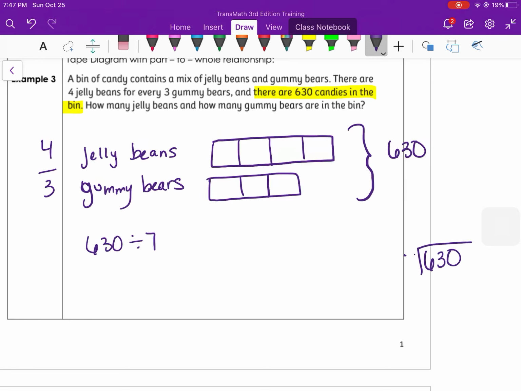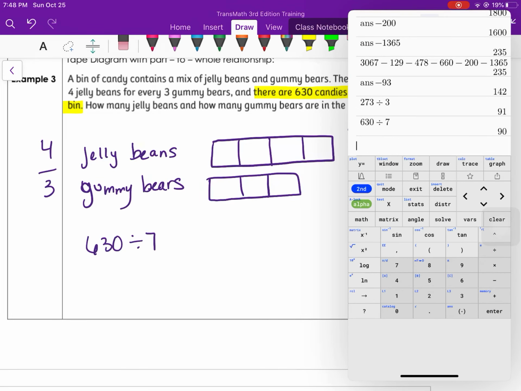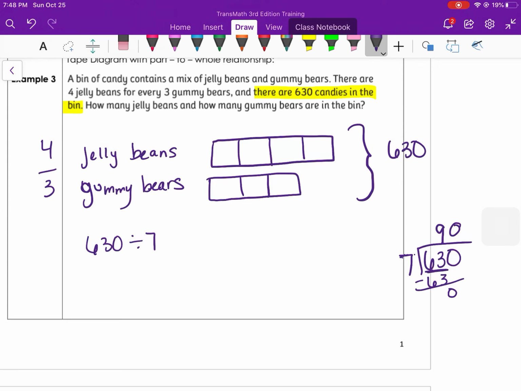So 630 divided by 7. So 7 doesn't go into 6, but it goes into 63. 9 times, I think, 7 times 9 is 63, which means that it's going to be 90 because we have that extra 0. So 630 divided by 7 should be 90, which means that each box gets 90. Because all 7 boxes make 630.